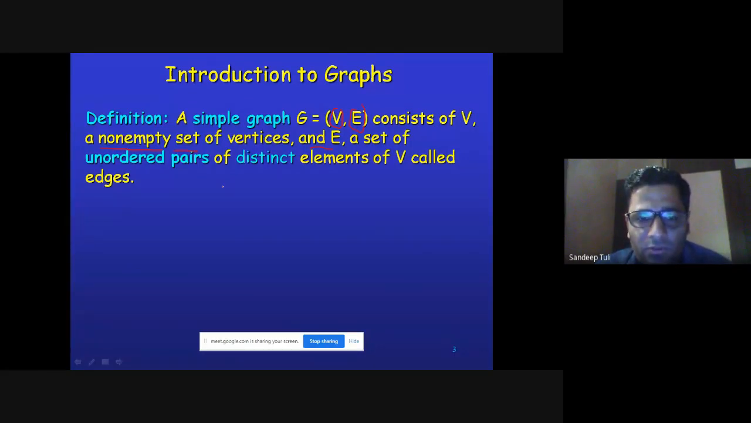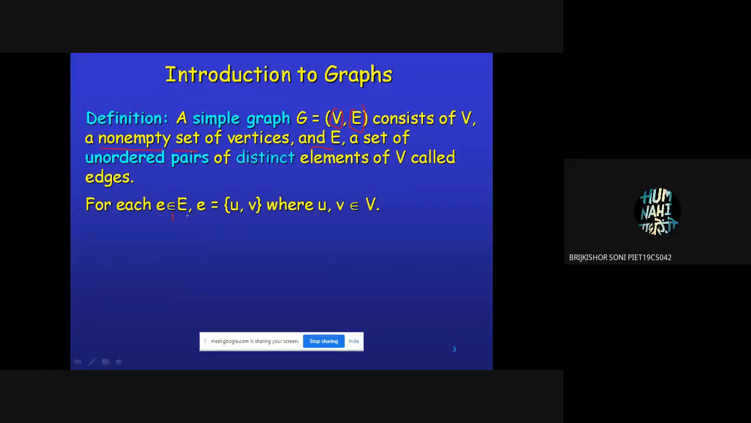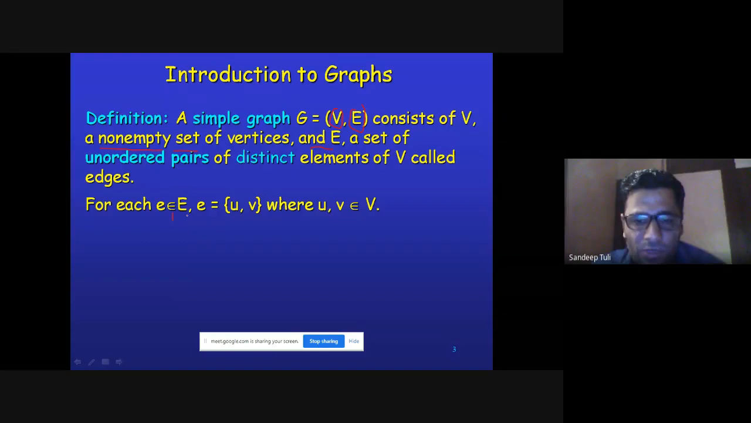So the simple definition is that the graph G consists of a set of vertices which should not be empty, and a set of edges which can be empty actually. For each e belongs to capital E. Is this particular symbol clear to all? Yes, sir. Belongs to. Is it okay to everyone? Okay, those are mathematical symbols I am using.